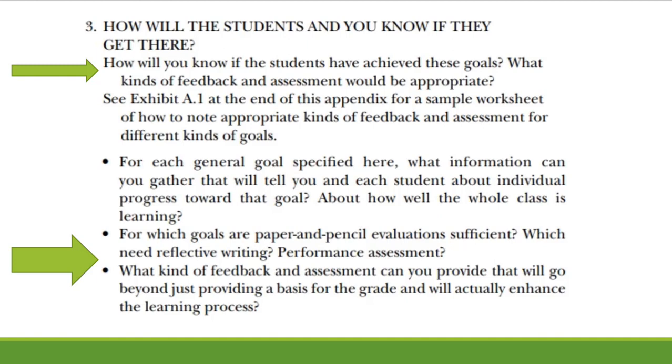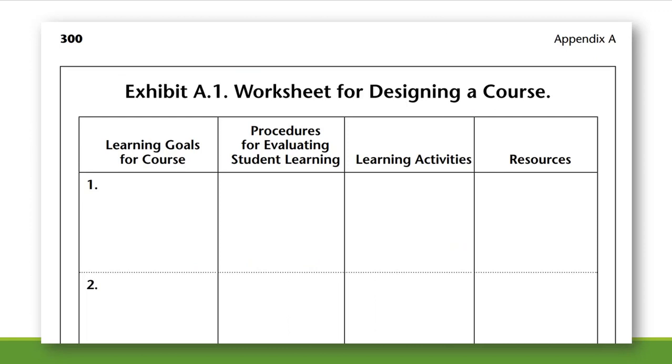In Exhibit A1, which you can find at the end of this textbook, and also where you can find it here in this PowerPoint, I'll jump to it in just a moment, is a sample worksheet of how to note appropriate kinds of feedback and assessment for different kinds of goals. So here's an example of that. You could print this out and fill it out if you so choose to for your class.